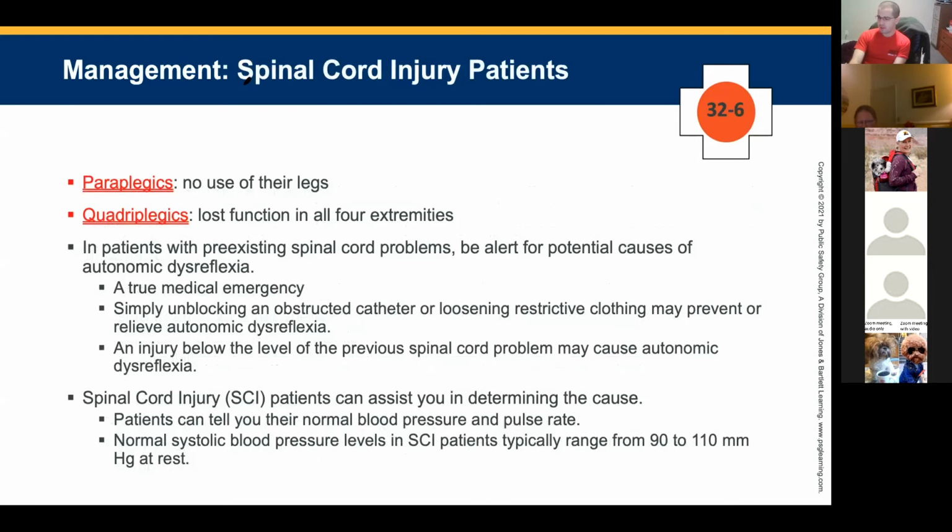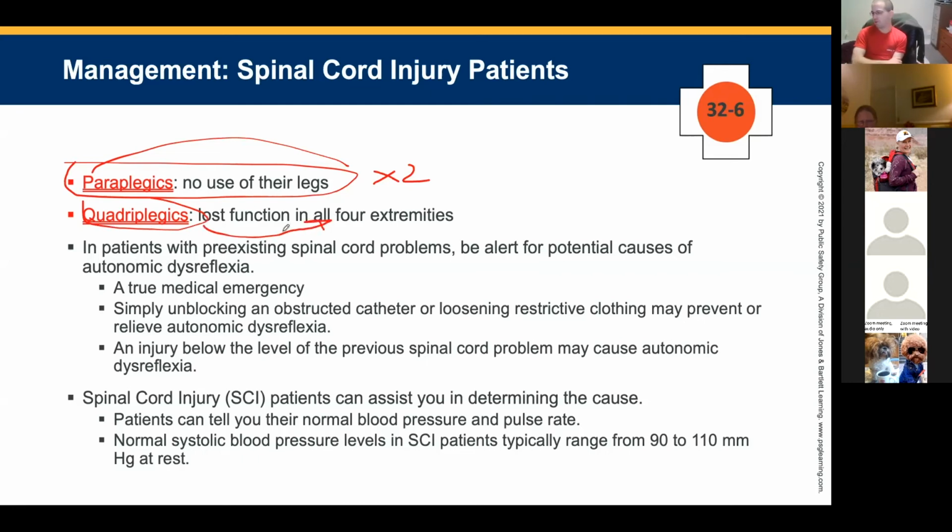Specifically talking about spinal cord injuries, a paraplegic has no use of their legs. That would be their lower extremities or two extremities, hence the para part, whereas a quadriplegic loses function in all four extremities. In patients with pre-existing spinal cord problems, we want to be alert for the potential causes of autonomic dysreflexia. This can be a true medical emergency. Simply unblocking an obstructed catheter or loosening constrictive clothing may prevent or relieve the autonomic dysreflexia.